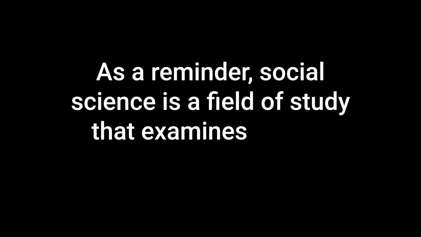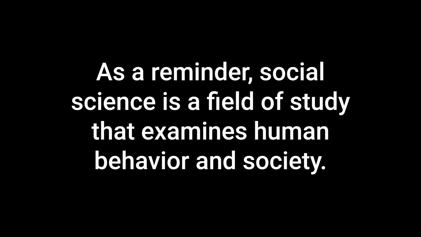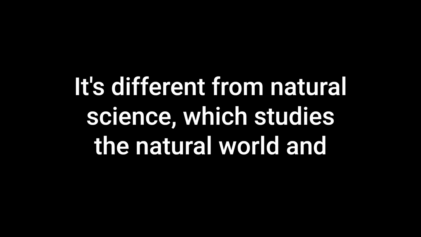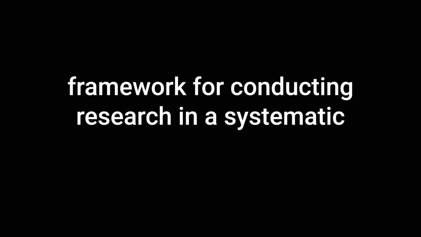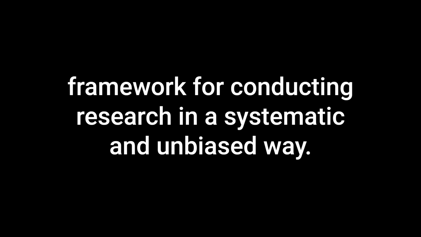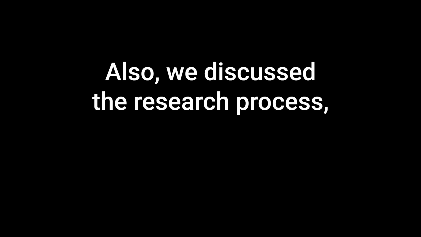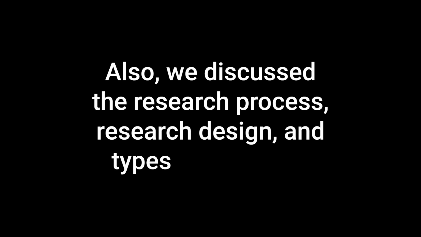As a reminder, social science is a field of study that examines human behavior and society. It's different from natural science, which studies the natural world and physical phenomena, and humanities, which studies human culture and society. Social science research is guided by the scientific method, which is a framework for conducting research in a systematic and unbiased way. Also, we discussed the research process, research design, and types of research.